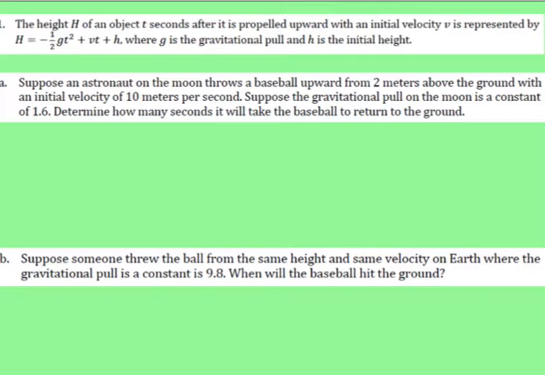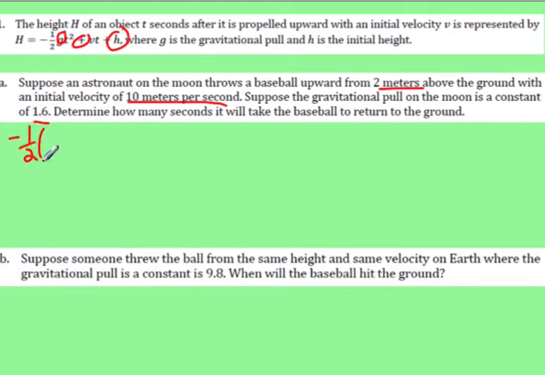Suppose an astronaut on the moon throws a baseball upwards 2 meters above the ground. So that's going to be our height. With an initial velocity of 10 meters per second, that's going to be our v. And suppose the gravitational pull on the moon is a constant of 1.6. We're going to plug that in for g. So I'm just going to go ahead and write this out.